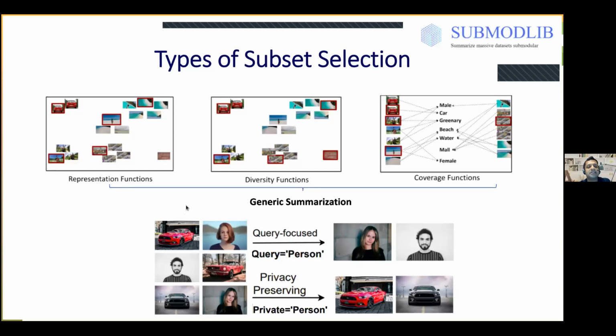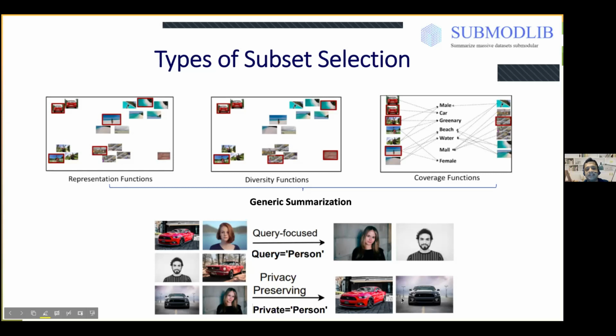What are the different classes of submodular functions? Broadly, three: representation, diversity, and coverage. But you could compose these with queries that seek information or queries that try to hide information. So in this first case, you see the query person seeking information on person as a representative, diverse, or high coverage summary. And therefore, you'd like to ensure that the selected subset has people, but then they must have people in different poses or different people.